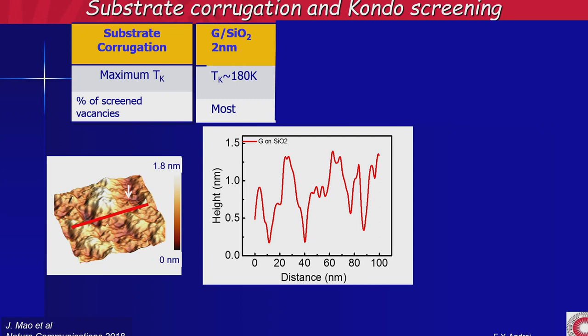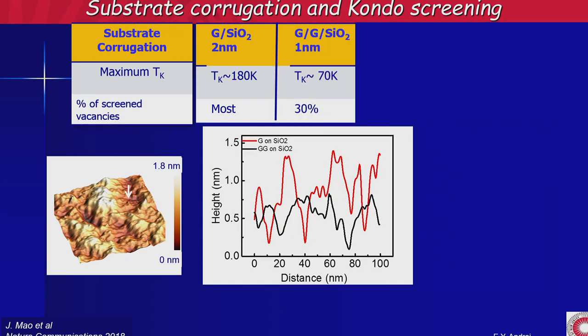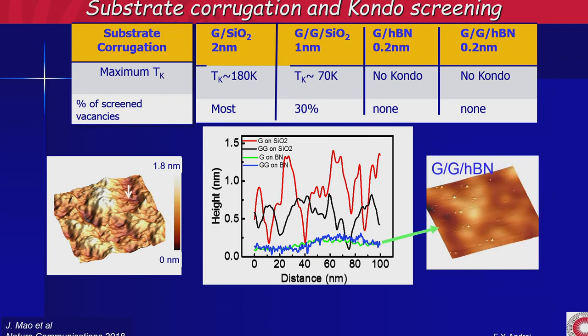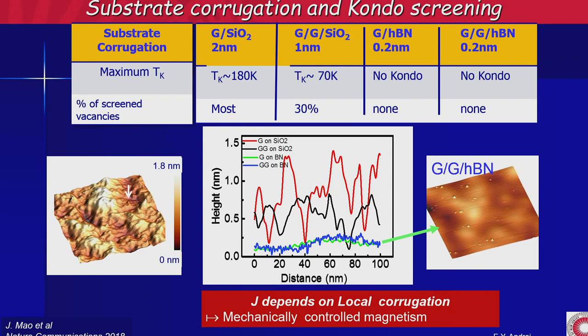Most of the vacancies are screened. Then we go to a slightly flatter substrate. So we have two layers of graphene, one on top of the other, on silicon dioxide. And now the corrugation is about half as high. TK is about half, about 70. And only 30% of the vacancies show Kondo screening. And finally, we go to boron nitride, which is the flattest. It's about 10 times flatter. No Kondo screening. Not a single vacancy shows Kondo screening. So everybody was right, in a sense. So the J depends on local corrugation. And we have, in a sense, mechanically controlled magnetism, not by electric field, but mechanically controlled.